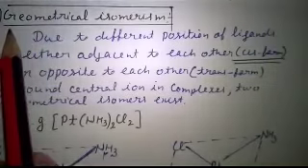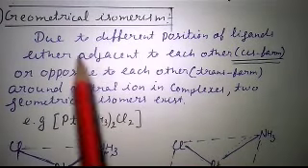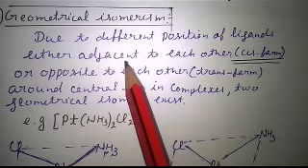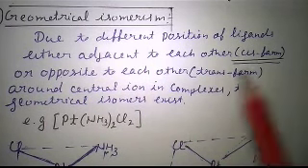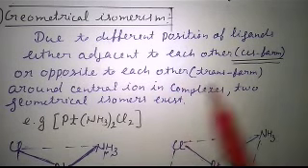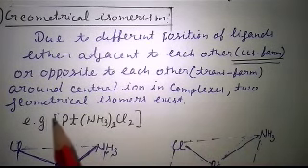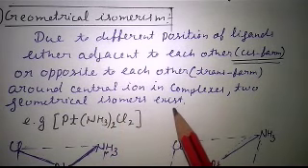Student, next isomerism is geometrical isomerism. In this isomerism, due to different positions of ligands, either adjacent to each other, cis form, or opposite to each other, trans form, around the central ion in the complex, two geometrical isomers exist.